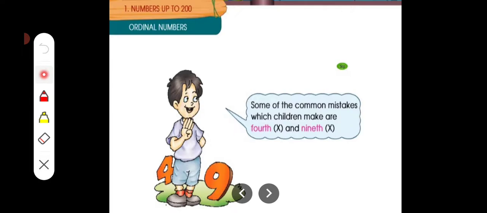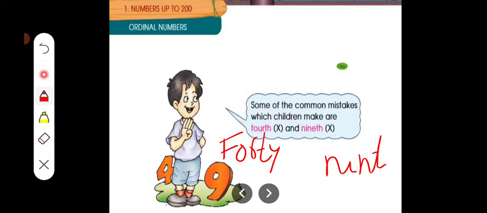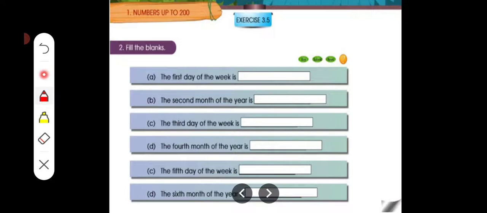This is the wrong spelling. This is the wrong spelling. What do you have to write here? 40. F-O-R-T-Y. 40 is the right spelling. Here 90. N-I-N-E-T-Y. 90 it is. Yes, children? Correct? Yes. Now next we have fill in the blanks.